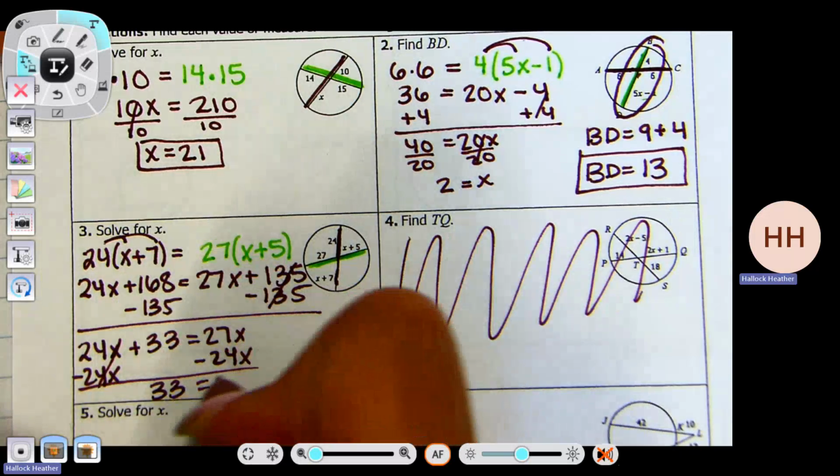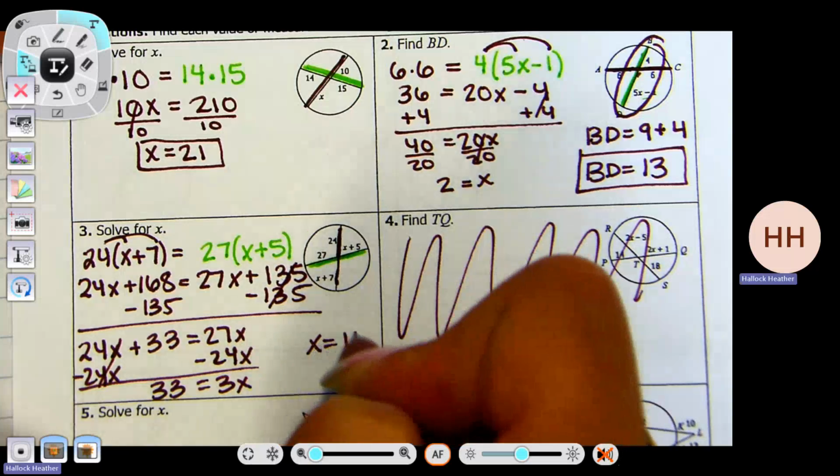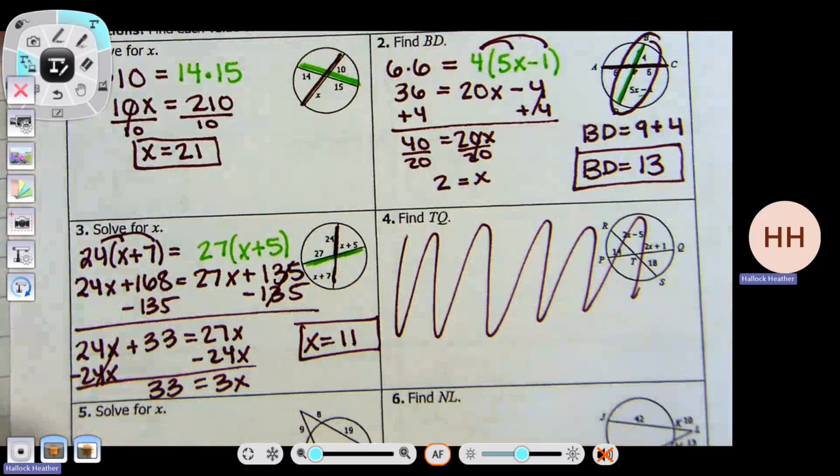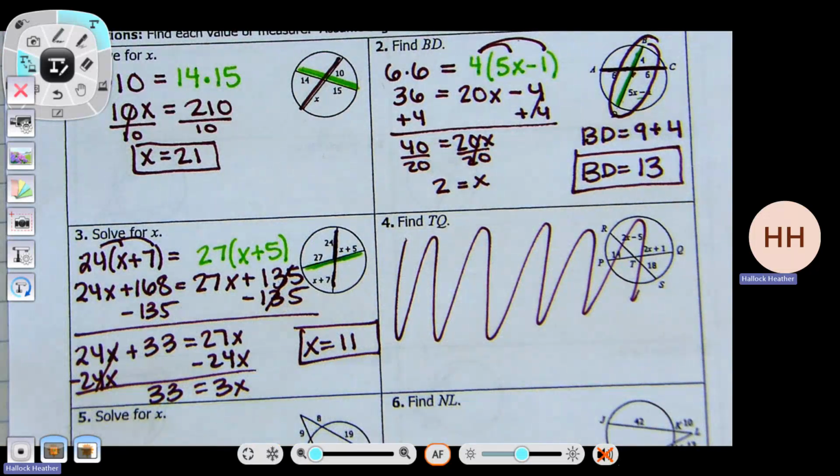What do we get? 11. And that one we don't have to plug it back in because it's just a solve for x. How do we feel? Not too bad? Way better than yesterday, I mean. Yeah. Okay. Let's go to number 5.